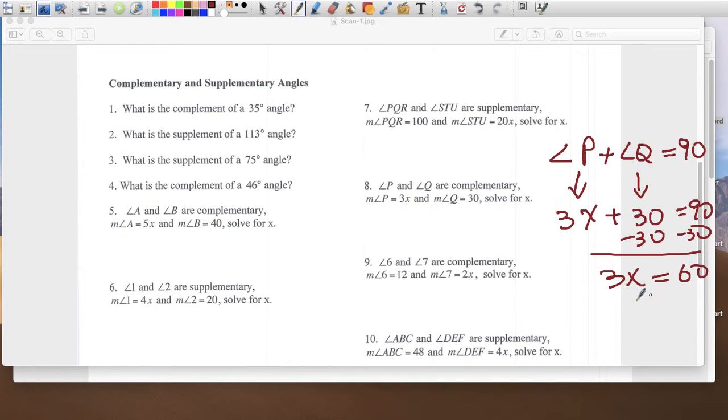3x equals 60. Divide by 3. Divide by 3. X equals 20. Okay.